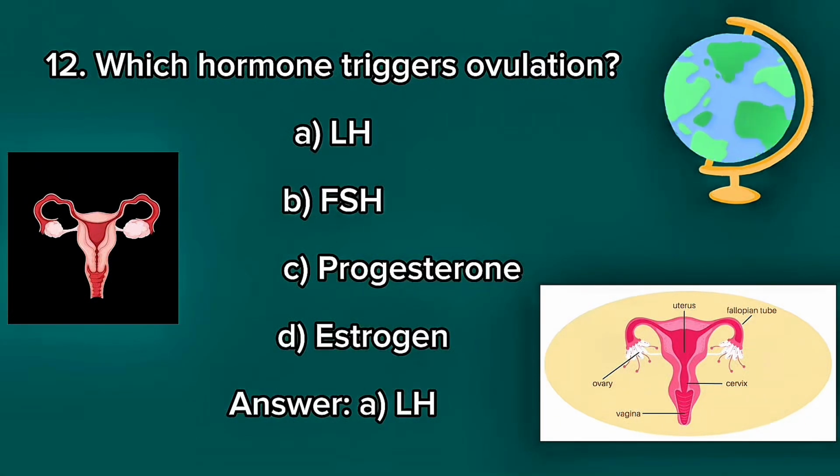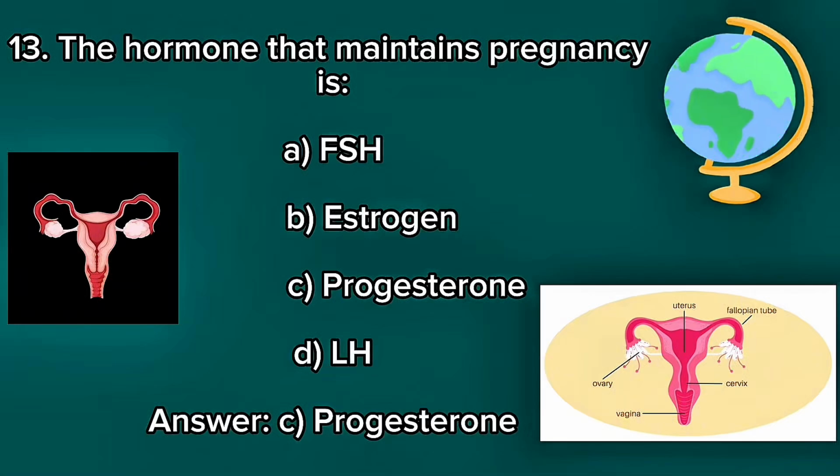Which hormone triggers ovulation? A. LH, B. FSH, C. Progesterone, D. Estrogen. Answer, A. LH. 13. The hormone that maintains pregnancy is A. FSH, B. Estrogen, C. Progesterone, D. LH. Answer, C. Progesterone. 14.